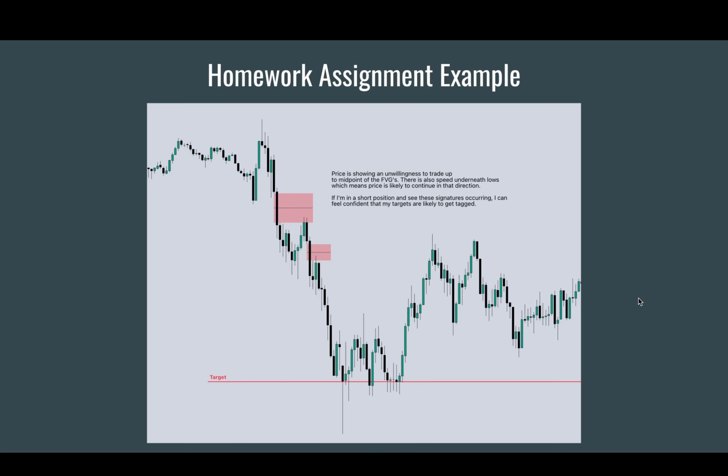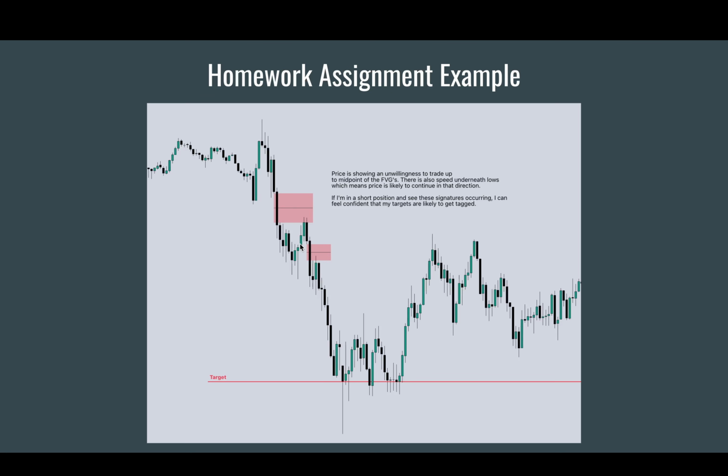Homework example. This is my own markup here. So we drop down. Do we get speed underneath that low? Absolutely. We leave a fair value gap. Do we leave the majority, if not all, of that fair value gap open? We come back up. Yep. See the midpoint there? We don't even reach it. Then we break lower again. That is an order flow signature, both of them occurring in the chart: speed underneath lows and leaving fair value gaps open.